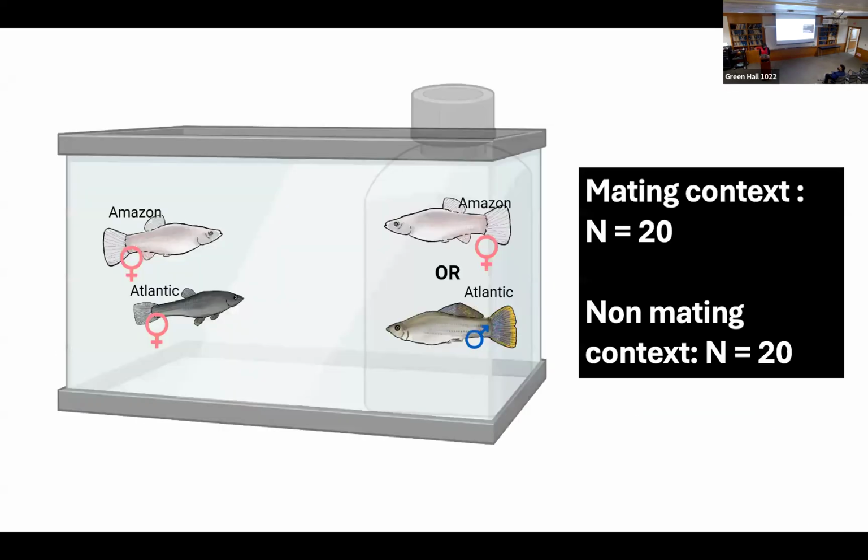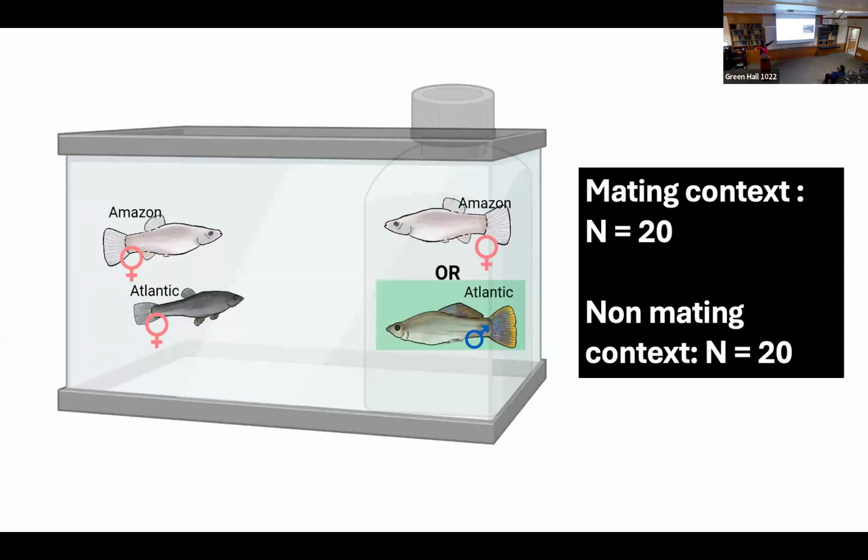So this was my experimental design. I had a tank where an Amazon molly was paired up with an Atlantic molly. They were both size matched. And then I had a soda bottle that had a different fish that was acting as a social treatment or a spectator. So the mating context is when there is the Atlantic molly male. And I would expect that maybe they're competing for the access to this male.